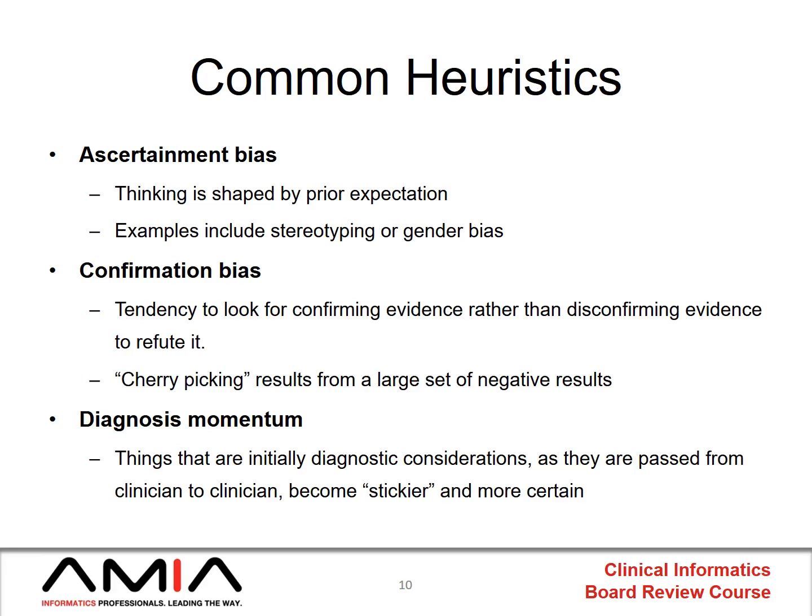Related to that is something called diagnostic momentum. This is the idea that things that are initially considered diagnostic uncertainties, but possibilities, as they are passed from one person to the next, sort of pick up momentum until they become stickier and stickier and perhaps even more certain. So the patient who has suspected appendicitis has probable appendicitis at the next handoff and has likely appendicitis and eventually ends up in the OR simply because of errors in handoff and this idea of diagnostic momentum.